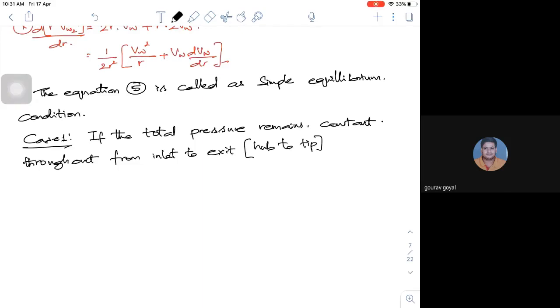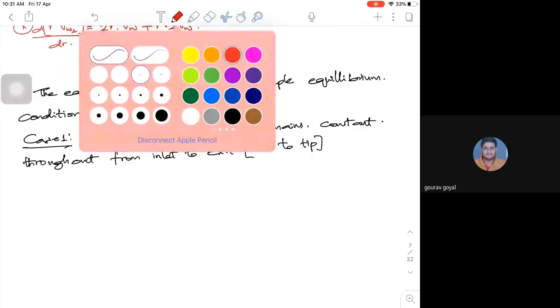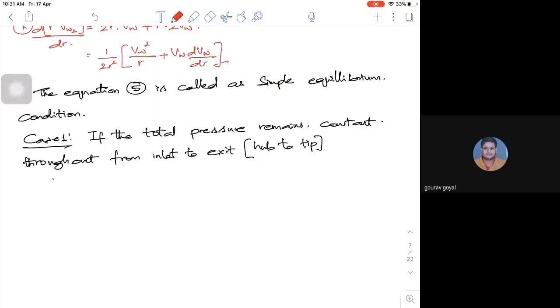The meaning of it is nothing but the constant work. There is constant work at all the radii. So that is why these axial flow compressors are much preferable wherever I need some kind of work, wherever I need a little bit more mass flow rate.